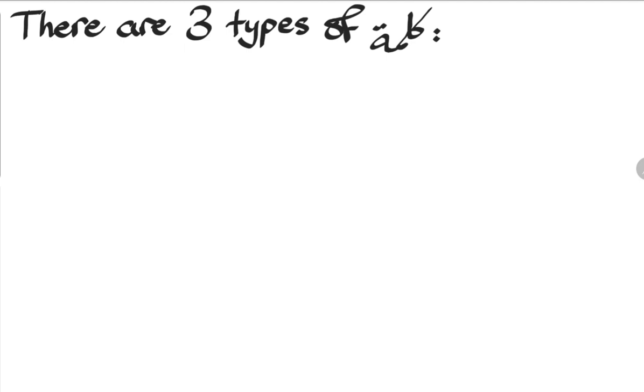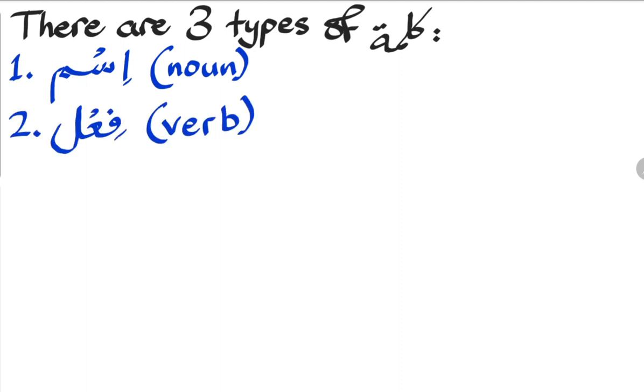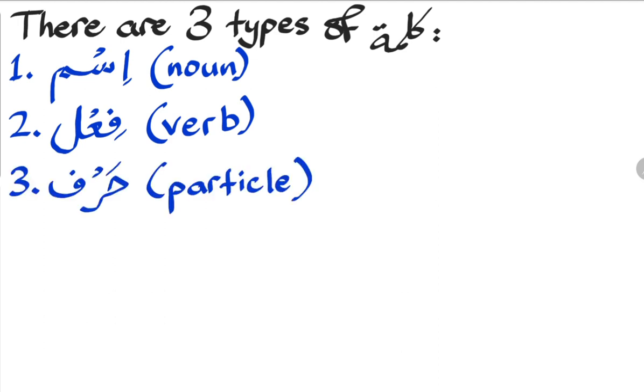There are three types of kalima, meaning words. The first one is ism, which means noun. The second one is fi'l, which means verb. And the third one is harf, which means particle. So now let's understand what each one of these is. Let's start off with the first one, which is ism, which means noun.